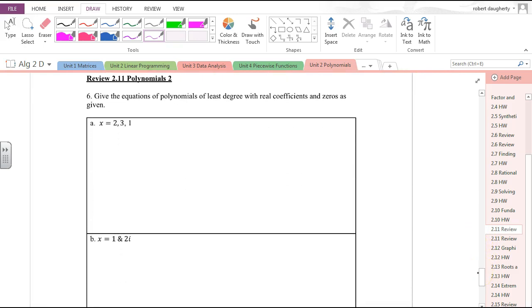Give the equations of the polynomials of least degree with real coefficients and zeros as given. Okay, so if the zeros are 2, 3, and 1, that means that f of x is going to be x minus 2, x minus 3, and x minus 1. So f of x equals, if I multiply the first two terms together, I get x squared minus 5x plus 6, times x minus 1.